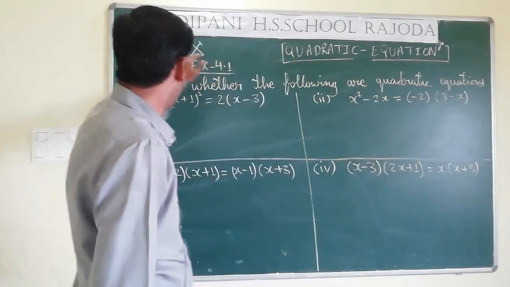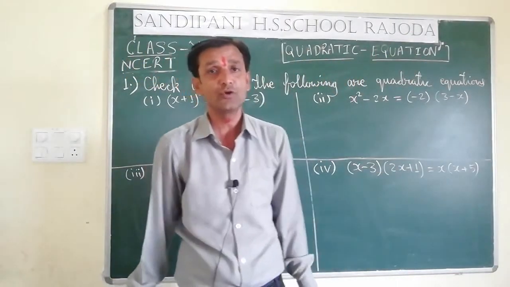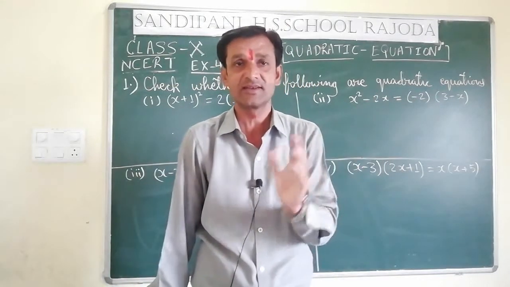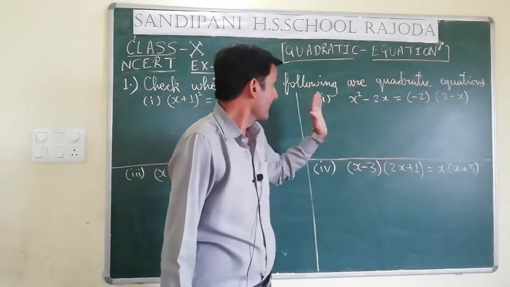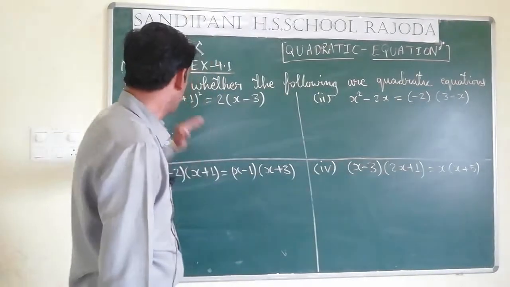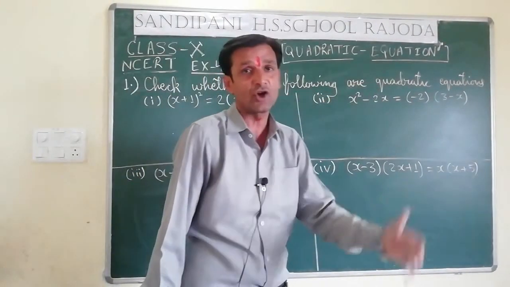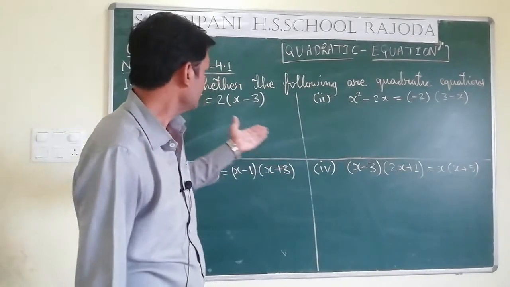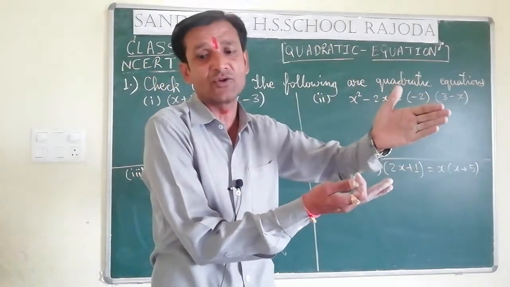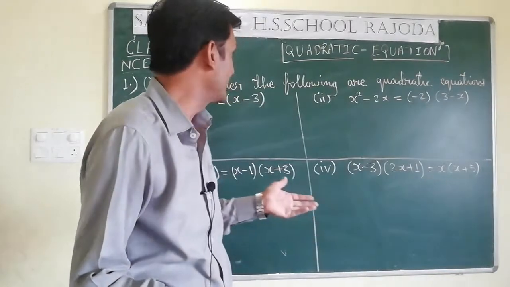We are discussing quadratic equations. In the previous lecture, I told you the standard form of a quadratic equation, that is ax square plus bx plus c is equal to 0. Here in exercise 4.1 of NCERT, question number 1 is given. Check whether the following are quadratic equations or not. For that, we just have to bring each one into the form ax square plus bx plus c is equal to 0. If it is in that form, then we may write that it is a quadratic equation.